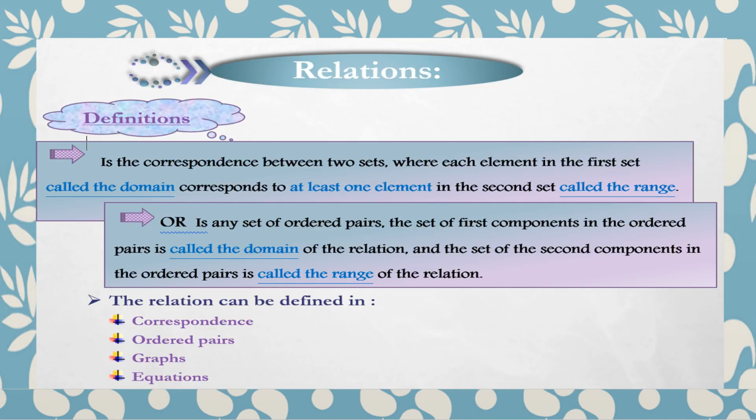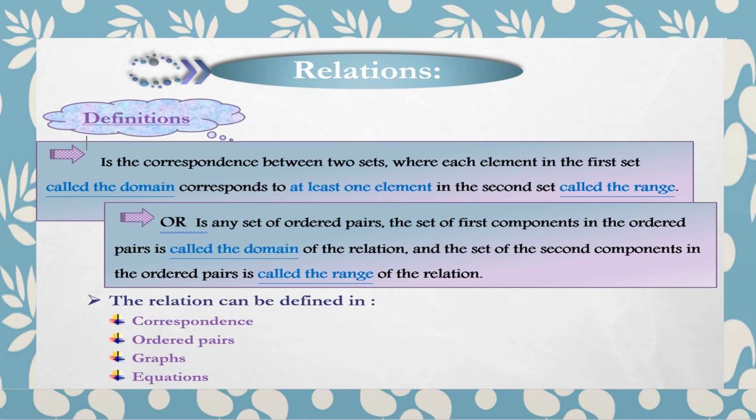First, let's start with relations. What do we mean by relations? Relations can be defined as a correspondence between two sets, where each element in the first set, called domain, corresponds to at least one element in the second set, which is called the range. Also, relations can be defined in another form as any set of ordered pairs.